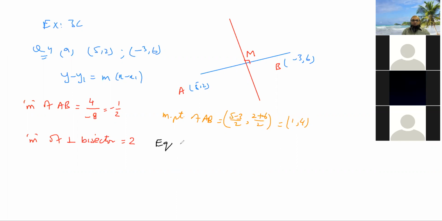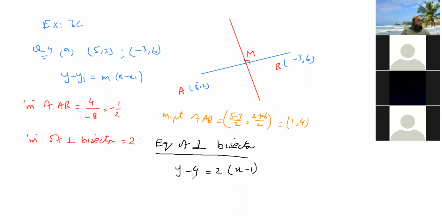So the equation of the perpendicular bisector is going to be y minus y1 equals m into x minus x1. So this is the equation of the perpendicular bisector. Okay, I'm just leaving it up to this. Now you people must be able to do all the questions of this exercise 3C. Now please start exercise 3C.